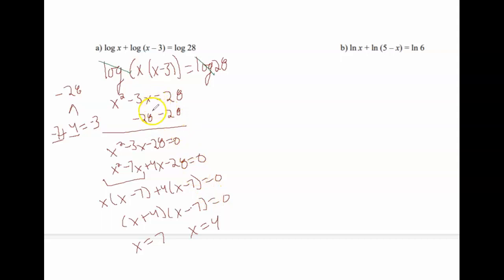Now I need to check both of those. That would be a -4. If I put in a 7, that works. It doesn't cause anything to be negative. If I put in -4, it would cause both of these logs to be negative, so this would be extraneous.